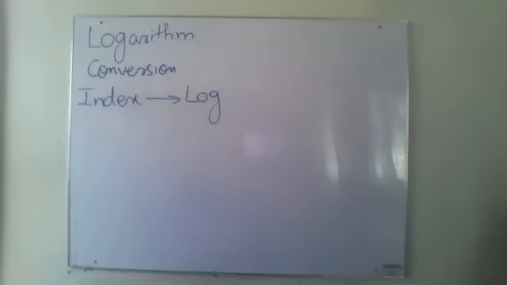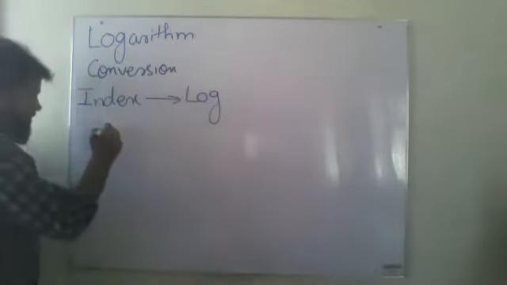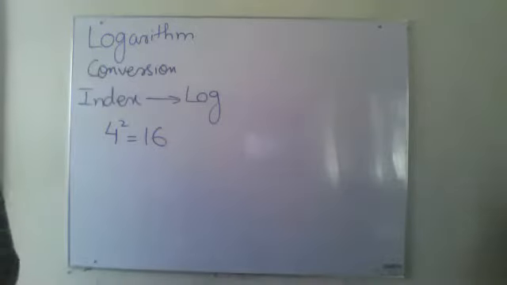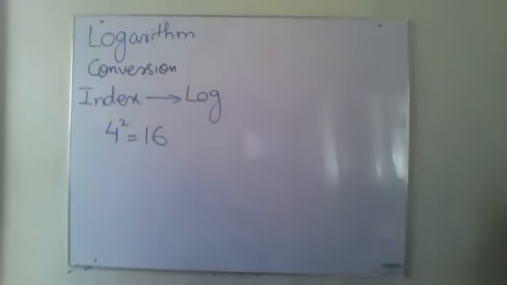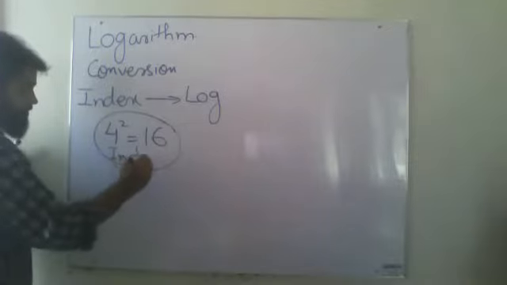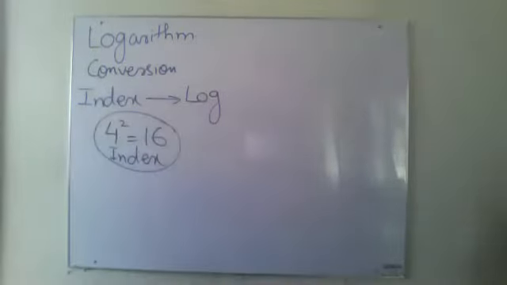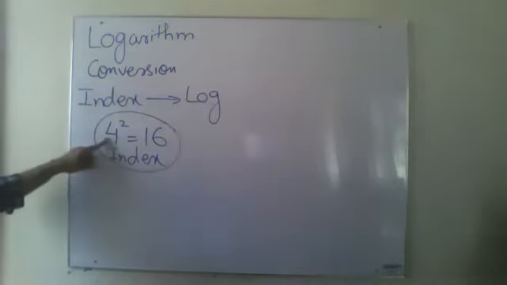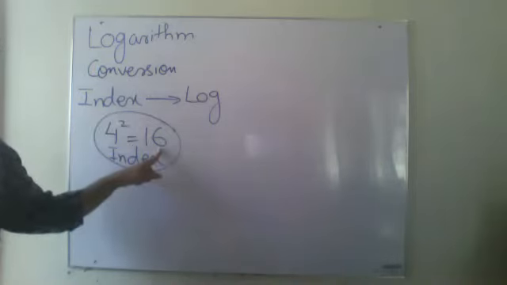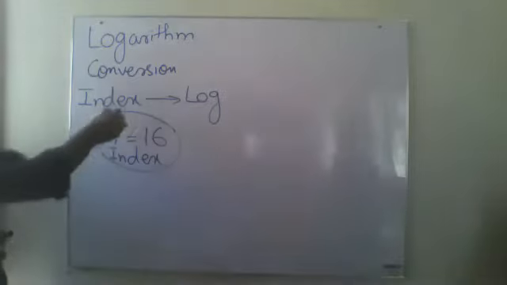Now, for instance, all of you know that if I write 4 square equals 16, we have no issue in that. We are clear with this one. This is called index form, in which 4 is the base, 2 is the exponent, 16 is the answer. This whole thing is called index form.